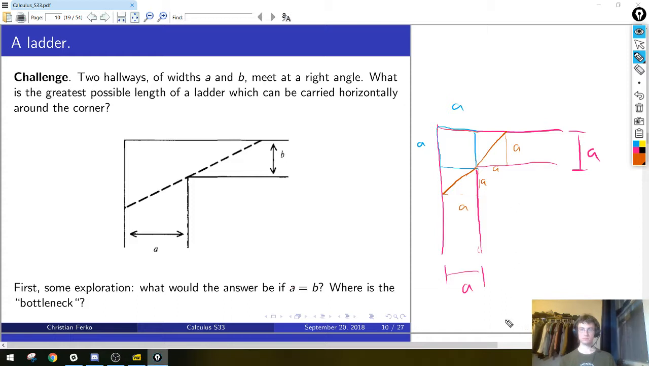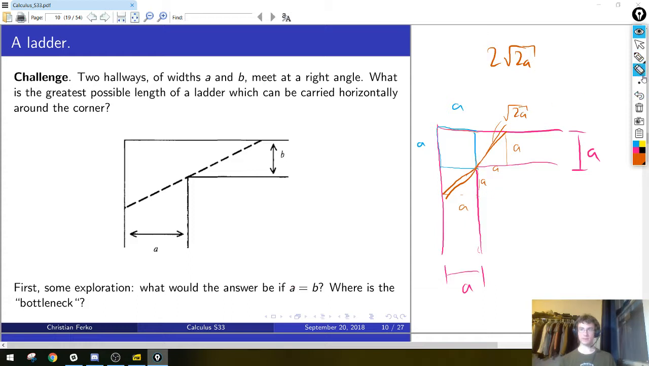I believe that this is 2 root 2 of a. Yeah, 2 root 2a. Good, because these are 45, 45, 90s, so each of these is a root 2a, and you say that there's 2 of them because the ladder has to go from this corner to each of the 2 endpoints. Good. Oh, is it root 2 times a or root 2a?